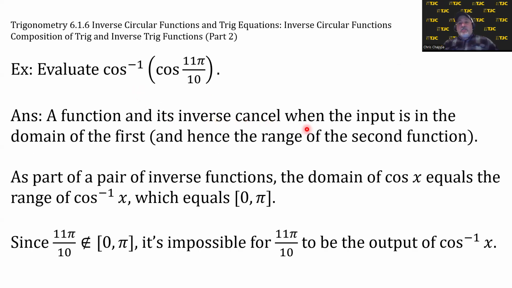A function and its inverse cancel when the input is in the domain of the first and hence the range of the second. In other words, 11 pi over 10 is going into cosine, but needs to come out of cosine inverse if you're just going to say cancel these guys. But as part of a pair of inverse functions, the domain of cosine of x equals the range of cosine inverse of x, which equals 0 to pi. And since 11 pi over 10 is not between 0 and pi, it's impossible for 11 pi over 10 to be the output of cosine inverse. So no, these don't just cancel, because this ratio will not come out of cosine inverse. It is not in the range of cosine inverse.